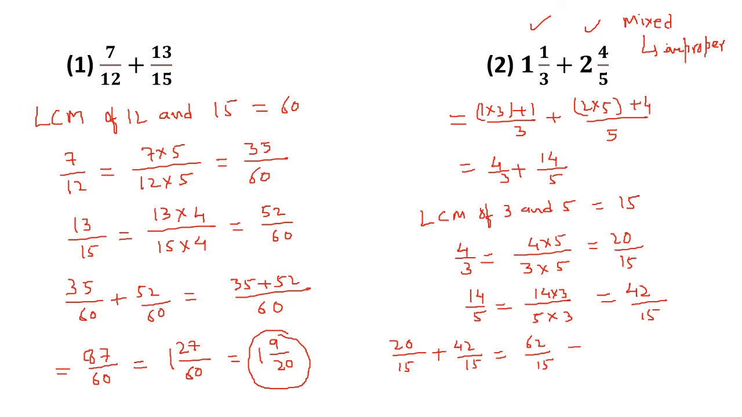This is an improper fraction. Let us divide to make it a mixed fraction. 15 fours are 60, so 2 remainder, and 15 is the divisor. So the answer is 4 whole 2 over 15.